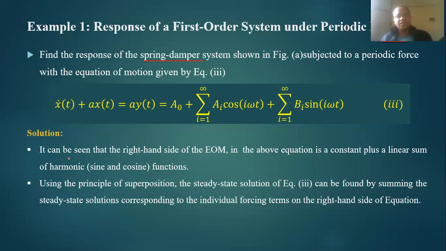So the solution: it can be seen that the right hand side of the equation has a constant term, the a term, plus a linear sum of harmonic sine and cosine terms. So using the principle of superposition, the steady state solution for this equation can be found by summing up the steady state solutions to the individual forcing terms. How can we find that?